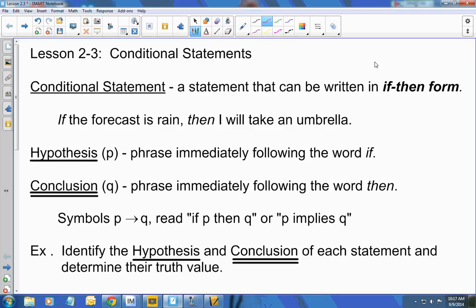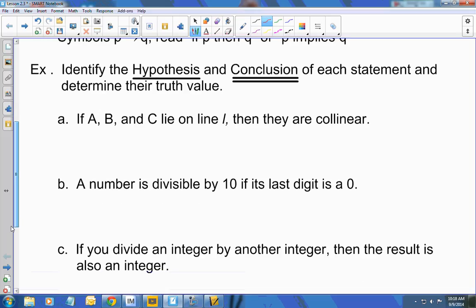Okay? So, go back to my conditional statement. My hypothesis is the forecast is rain. And my conclusion is I will take an umbrella. Alright, so the hypothesis follows the word if, and the conclusion follows the word then. See these symbols here? It says P, arrow, and then Q. That is read if P, then Q. Sometimes they use P implies Q, but typically I use if P, then Q. Either one is accepted.